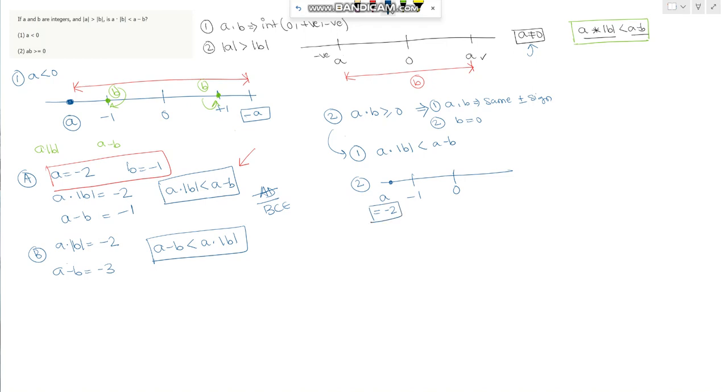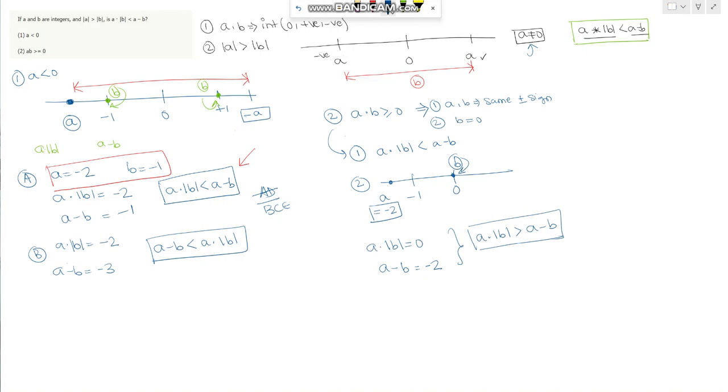If A is equal to minus 2, we know that B can very well be at 0. The product of A into mod of B will be equal to 0 because the distance of B from 0 is 0, so the product is now 0. However, the difference A minus B is minus 2. So in this case, we now have A into mod of B greater than A minus B. So this is the expression that we get.